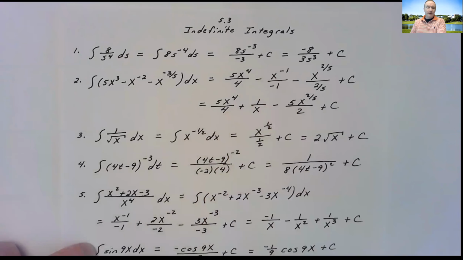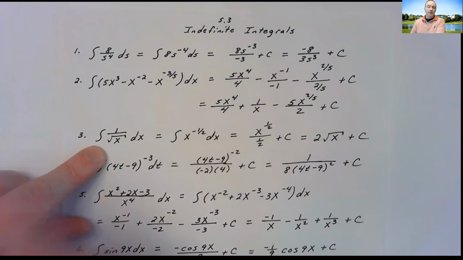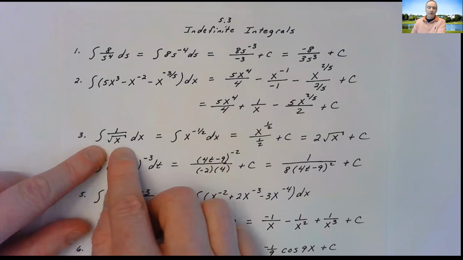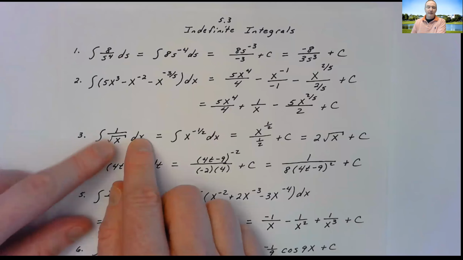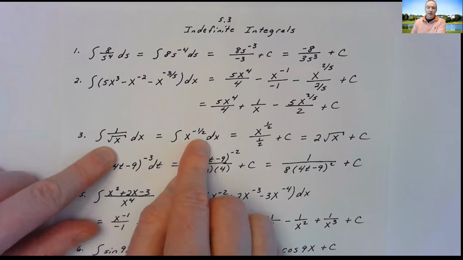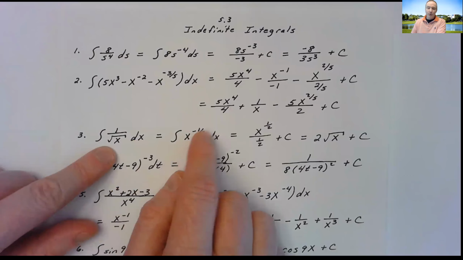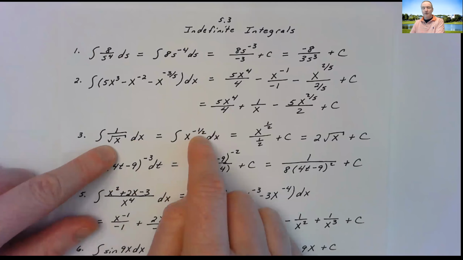For the next problem, the integral of 1 over the root of x with respect to x. So I can say, well, okay, if I'm trying to find that integral, I'll just go ahead and say 1 over the square root of x. That's the same thing as x to the negative 1/2 power. And it's important to go ahead and simplify it to that to make the power rule easier to do.